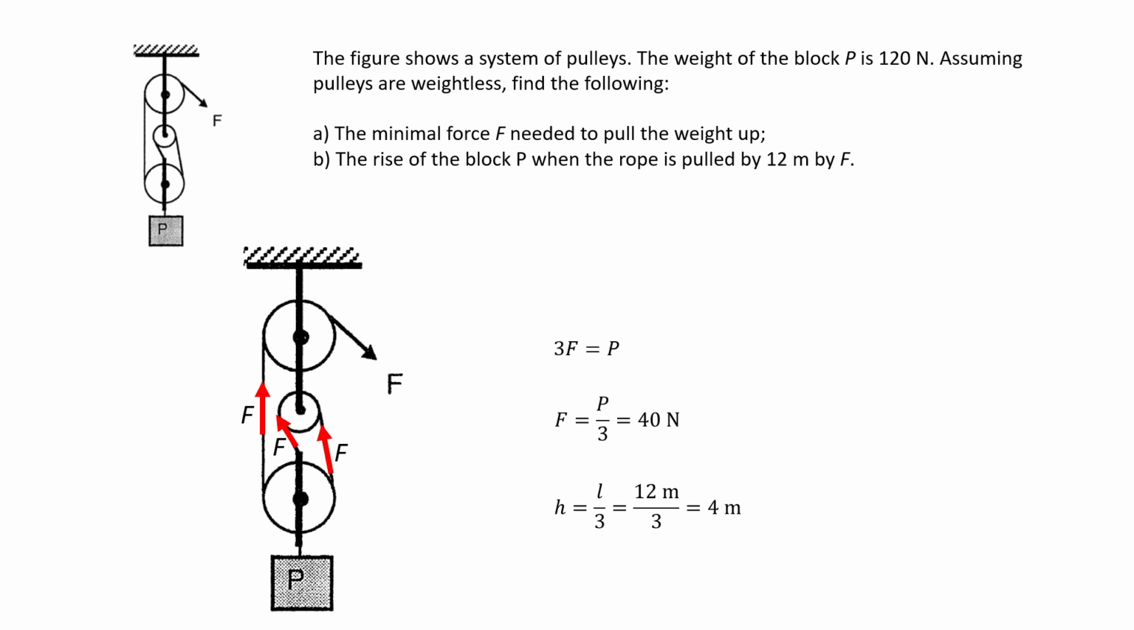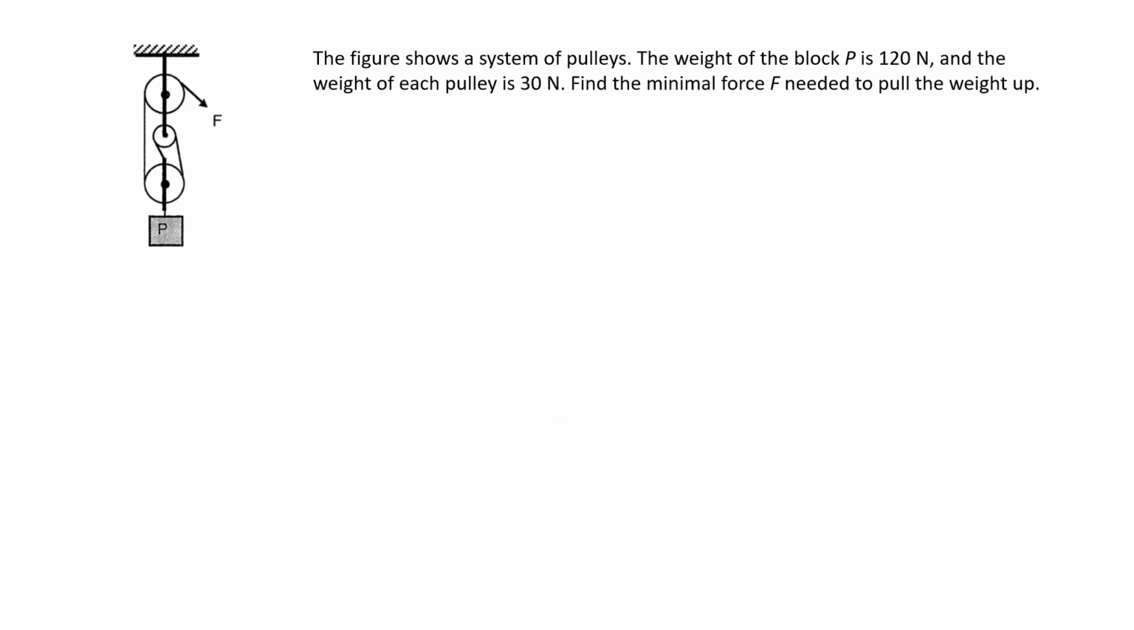Now let's consider a different case where pulleys now have a certain weight. In this case, pulleys are given to be 30 newtons. So let's read the question together. The figure shows a system of pulleys. The weight of the block P is again 120 newtons, and the weight of each pulley is 30 newtons. Find the minimal force F needed to pull the weight up.